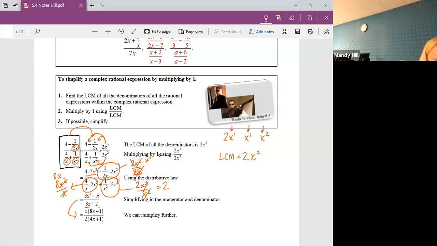So it's kind of complicated. There's a lot of steps here. When we work the next one by ourselves, I'm going to go really slow and make sure that I hit all of the steps that you need to do.